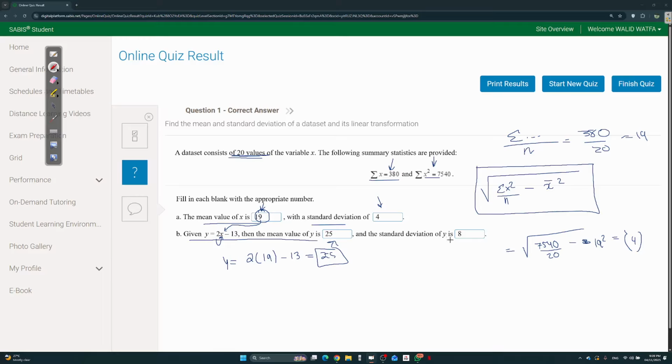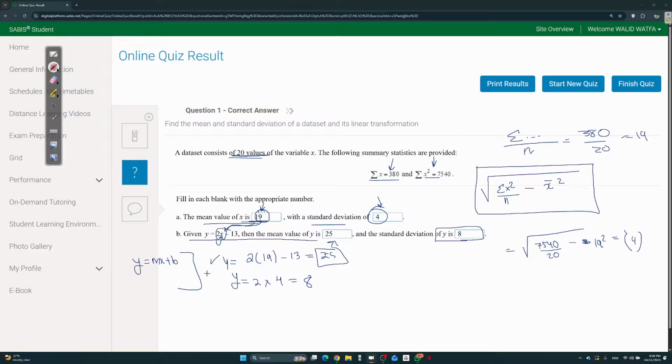Then they asked about the standard deviation. Again, we found that the standard deviation of x is 4. Here we're doing 2 times x, so the new standard deviation is 2 times 4, so it's going to be 8. This rule is used when you have y is equal to mx plus b. Always, over here, you're just substituting x with 19.